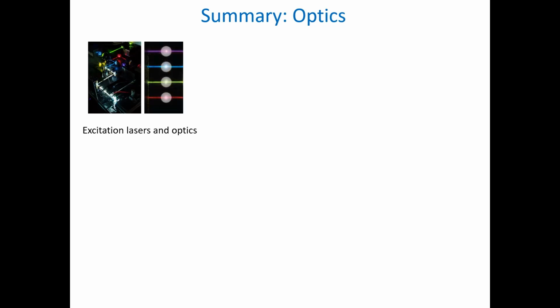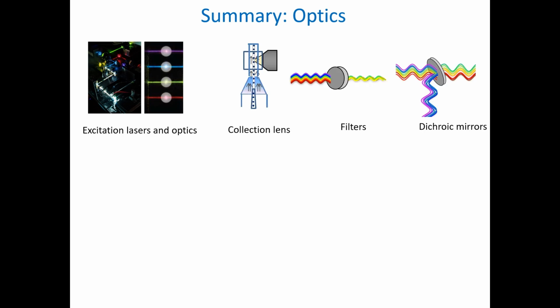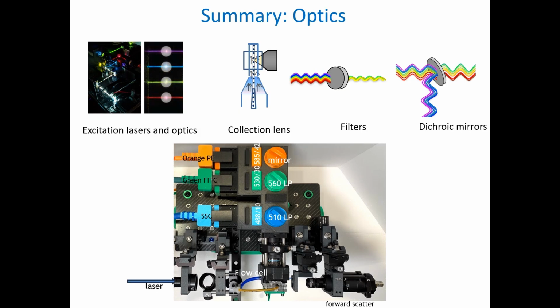The excitation optics consist of lasers, lenses, and prisms that focus the laser beams on the spot where the cells will pass through. The collection optics are the lenses, the filters, and the mirrors that collect the emitted fluorescent light, separate the different wavelengths, and direct them to the appropriate detectors. Here you can see the laser focused on the flow cell, the collection lens at 90 degrees, and the mirrors and filters directing the light to the detectors.